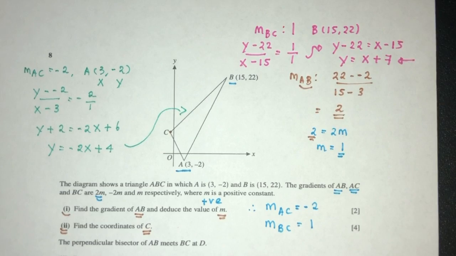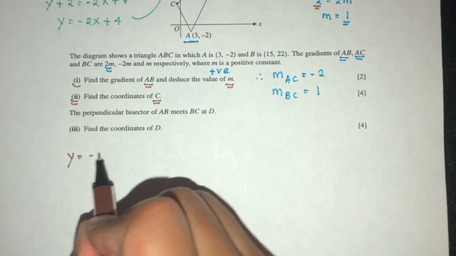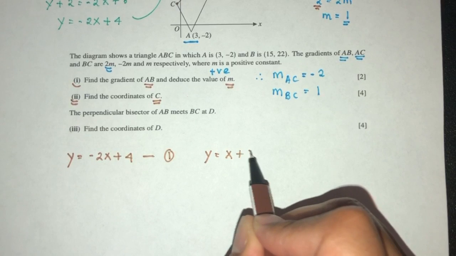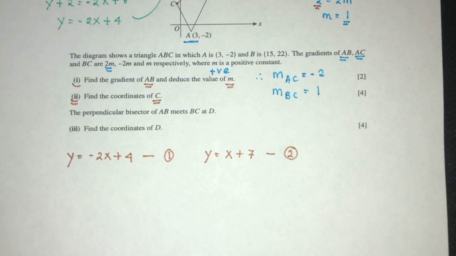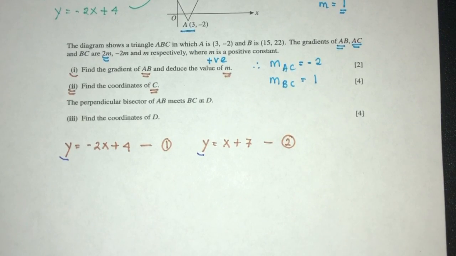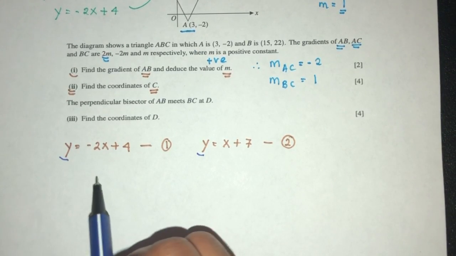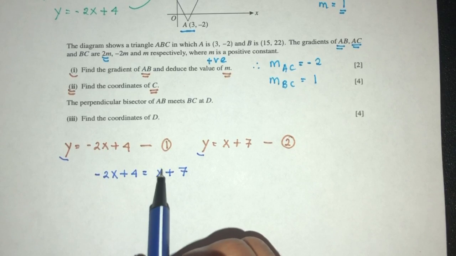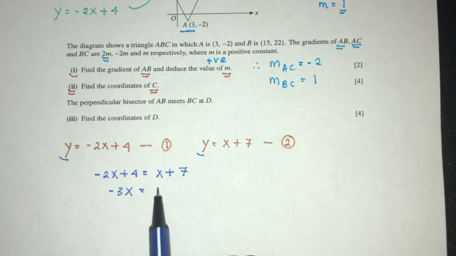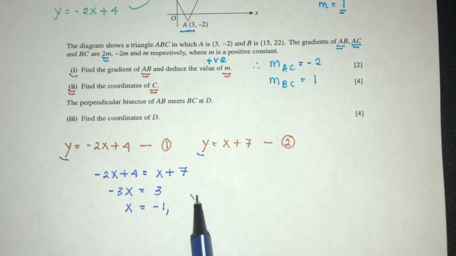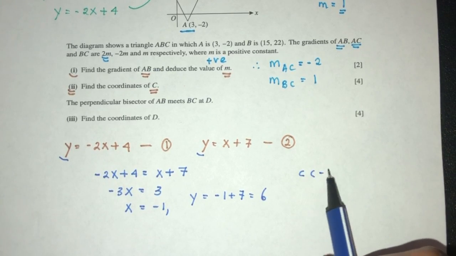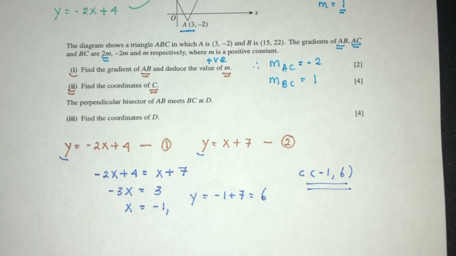So let me write this down. We have two equations now. The first equation is y equals minus 2x plus 4, number 1. And number 2 is y is equal to x plus 7, that is number 2. So obviously we're trying to find the point of intersection, which is C. So we have to solve simultaneously. Y is already the subject, so let's just replace in each other. So on the left side we have this, and that should be on the right side as well. Send all the x to one side, you will have minus 2x has to be the value of 3, so x will be minus 1. So y will be replaced back here. You have minus 1 plus 7, that should be 6. So C will be (-1, 6). That is your point C for part 2 of the question.